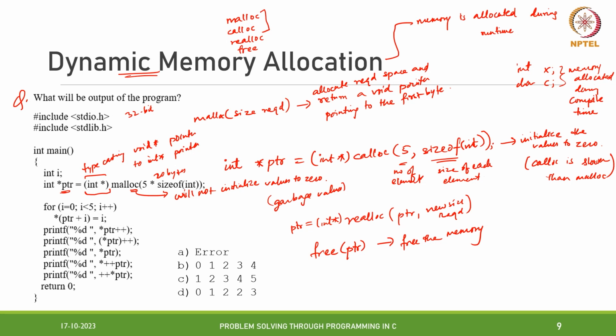Now that we have seen all the different functions associated with dynamic memory allocation, let's look at the question. So here I am asking malloc to allocate me 5 into size of int, so 20 bytes of space, and I am typecasting it into an integer pointer. Okay, and now I am saving some values to this dynamically allocated array, and I'm doing quite a few post and pre-increment operations. So what should be the output here?